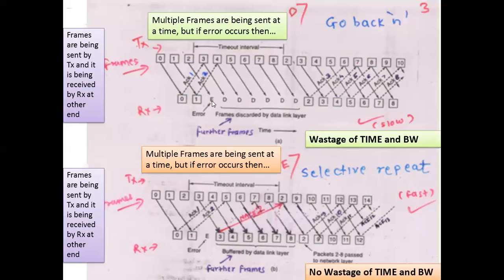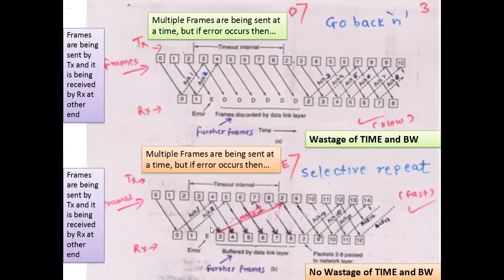So in go back n, wherever the error occurred, the frames thereafter are discarded, and the entire set of frames from that go back n number is received and processed further. Whereas in selective repeat, received frames are buffered and processed further, and wherever the error has occurred, only that selective frame number is requested to be transmitted again.